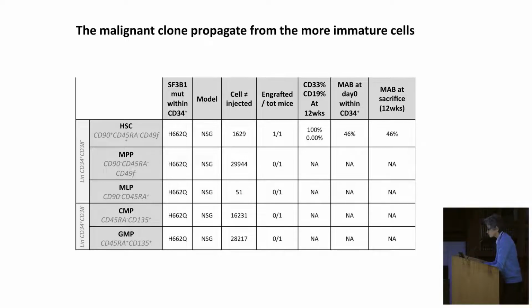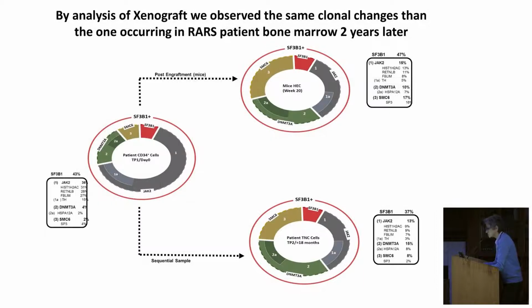What we could also do is look at the cells out of the mice. I mentioned that SF3B1 was present. We also, of course, looked at other mutations present in the patient, and they were compared to the mouse after 12 to 18 weeks in the mice. And in some cases, you can see here clearly the mutant burden changed quite a bit between the D0 sample versus the cells out of the mice.